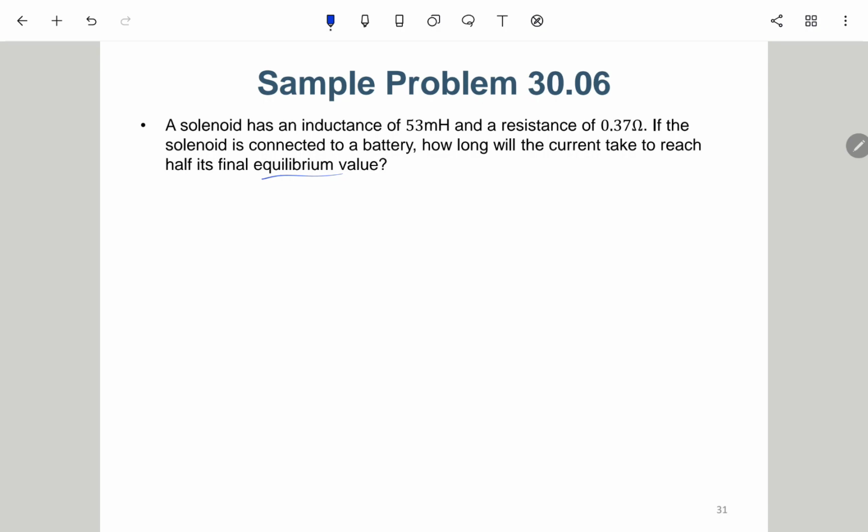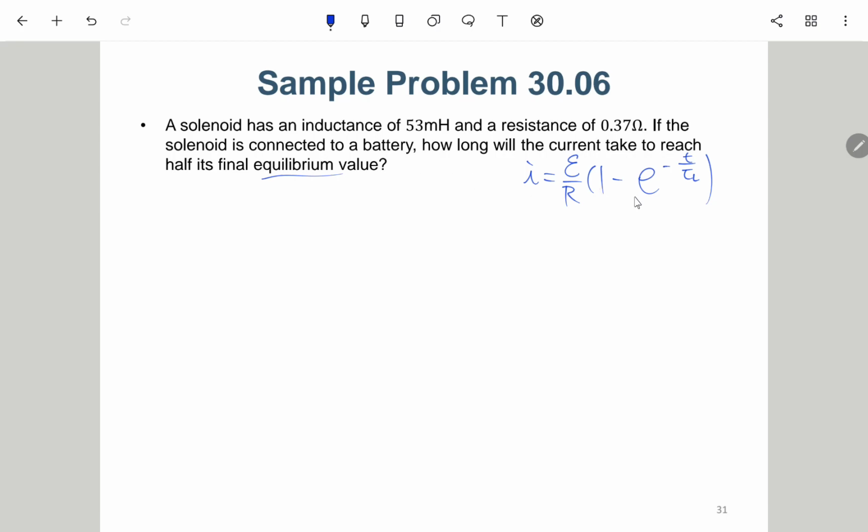Okay, so here we can simply recall that I equals E over R times (1 minus exponential to negative t over tau L), where tau L is L over R. So it asks you how long it will take to reach its final equilibrium value.